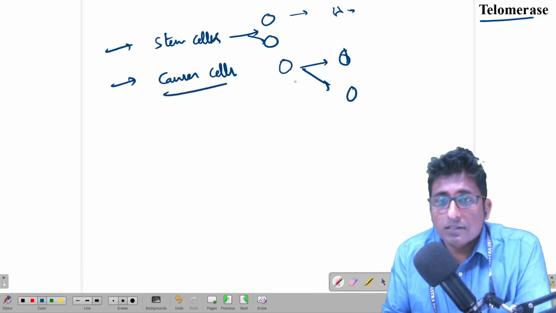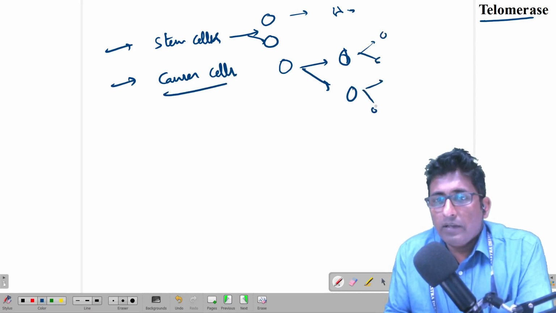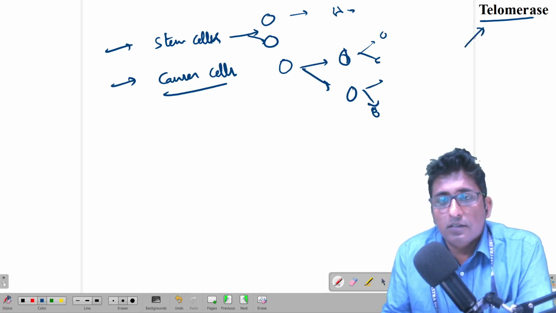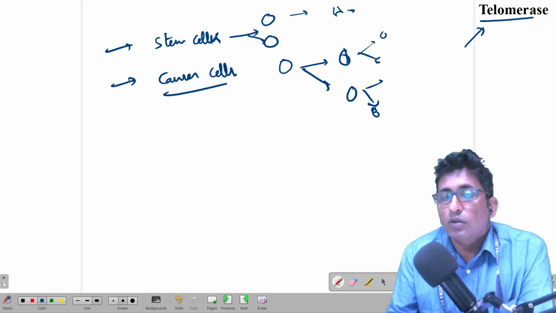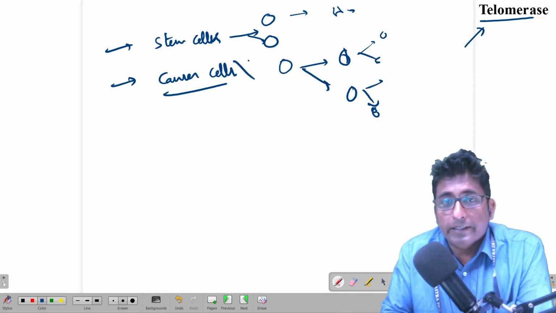But cancer cells, they would keep on dividing. So one way of targeting cancer cells is to target the telomerase. If we target the telomerase, probably they would not be able to divide or produce productive cells, thereby killing the cancer cells.